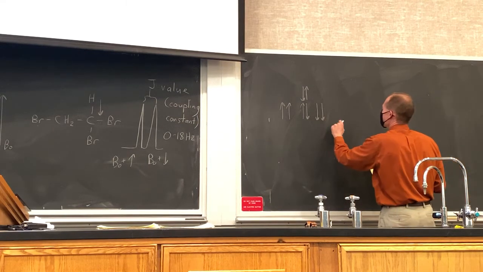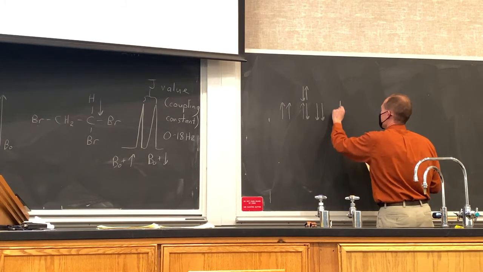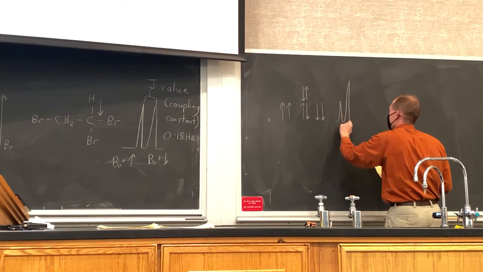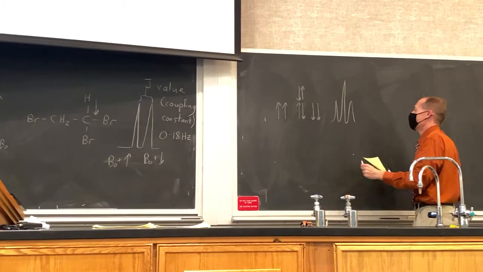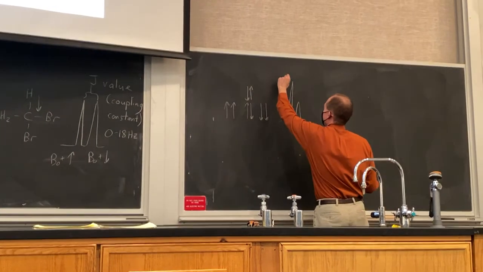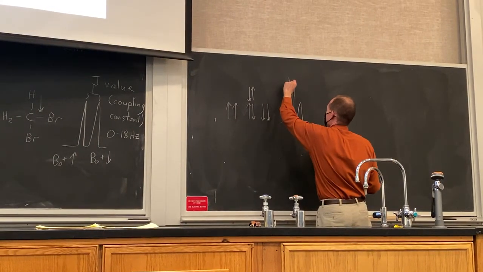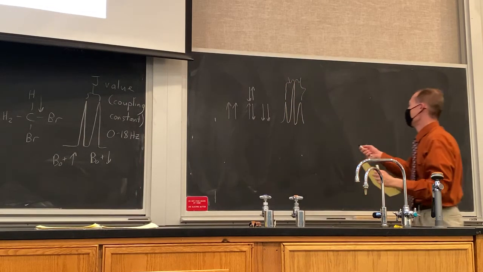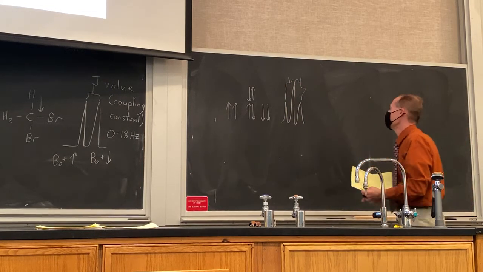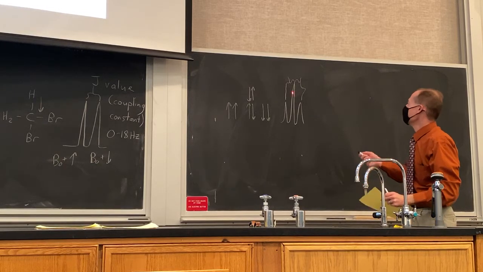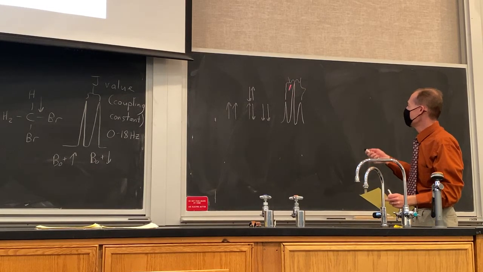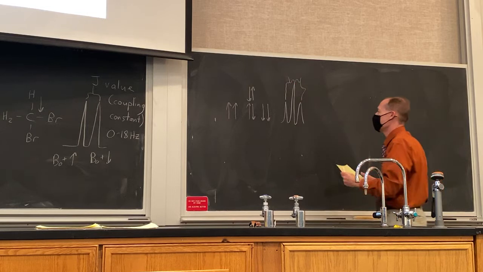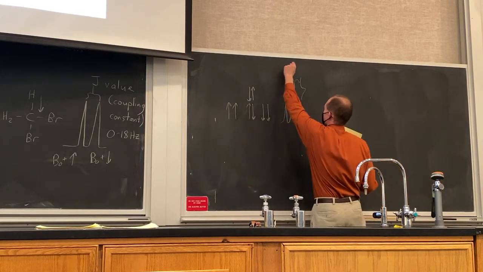So here we have our triplet. It's going to look something like this. And J can be measured as the distance. I did a poor job of drawing these brackets, but hopefully you see what I mean. J can be measured between these 2 peaks and these 2 peaks, and it's going to be equivalent.